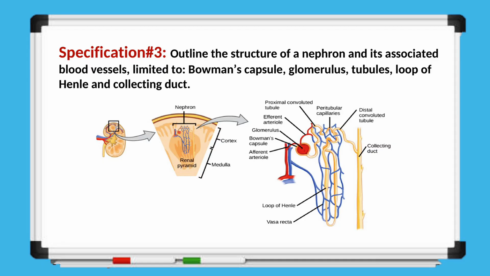Each nephron is closely associated with a specialized network of blood vessels, which allows efficient exchange of water, salts, and other solutes. The main parts of a nephron include the Bowman's capsule, which surrounds the glomerulus, the proximal and distal convoluted tubules, the loop of Henle, and the collecting duct.